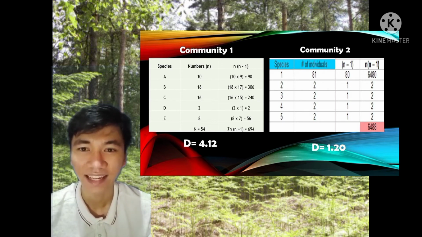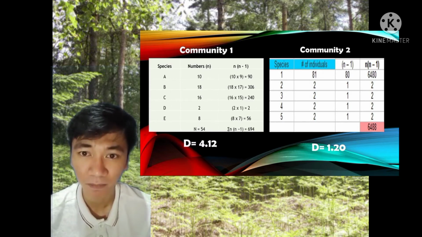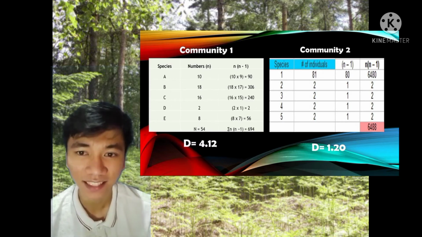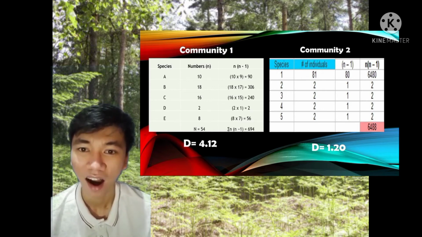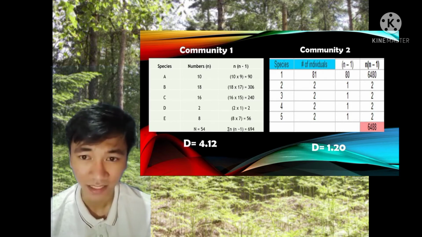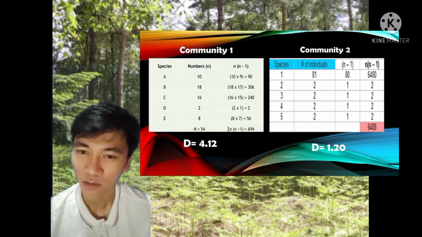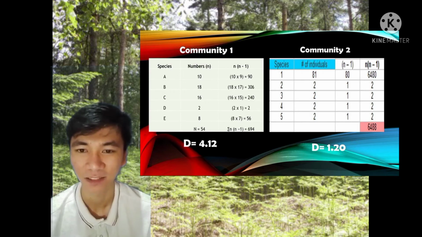We can also say that communities with a large number of species that are evenly distributed, like community 1, are the most diverse, and communities with few species that are dominated by one species, like community 2, are the least diverse.